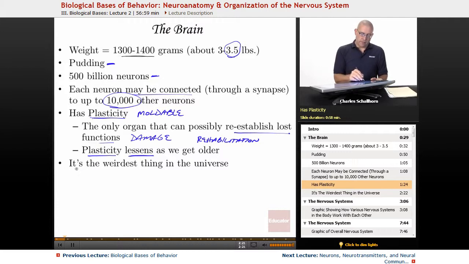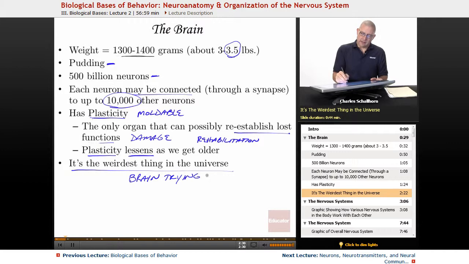And the brain itself, it's the weirdest thing in the universe. Psychology is the brain trying to understand itself.